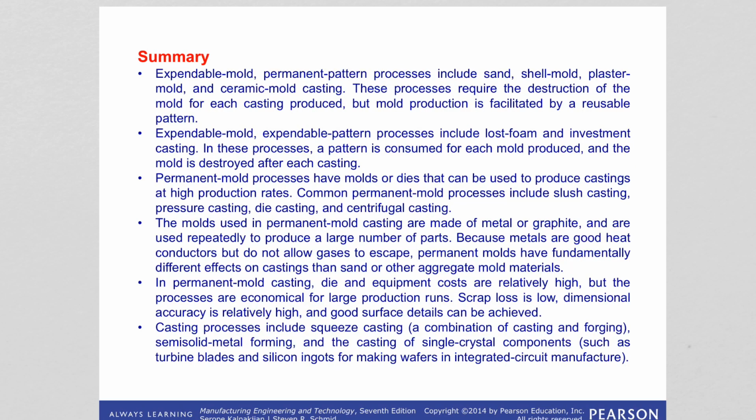So what have we learned? We have learned so many things, right? We have learned expendable mold, permanent pattern processes like sand mold casting, shell mold casting, plaster mold, and ceramic mold casting. Each time the mold was destroyed, so we cannot reuse it. Again, we can use the pattern though because it's permanent. And in expendable mold, expendable pattern processes, both the pattern and the mold cannot be reused; they are destroyed.